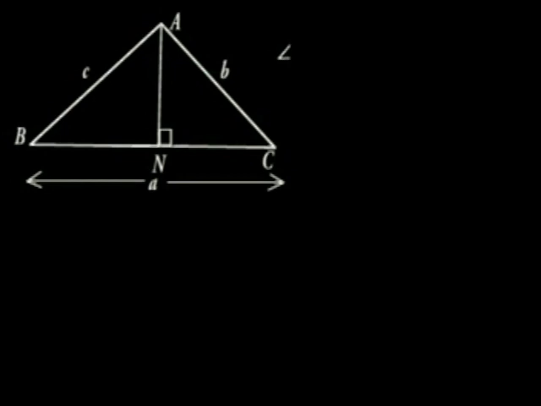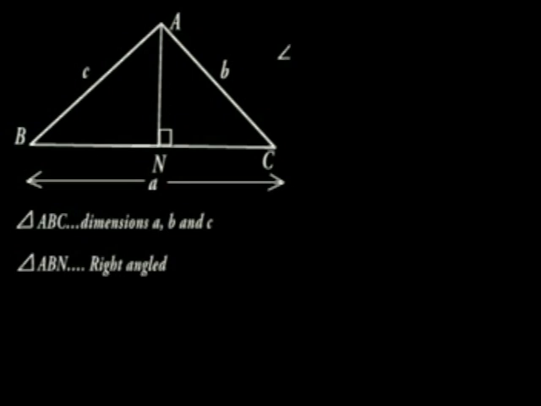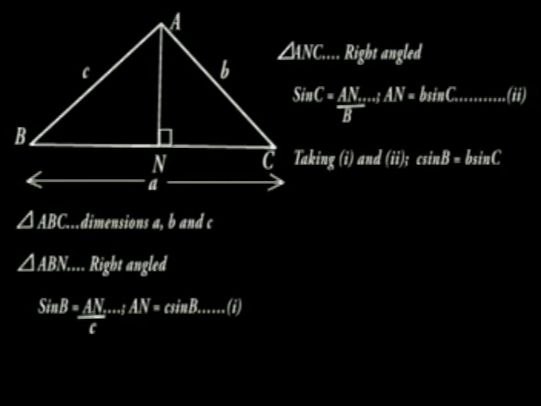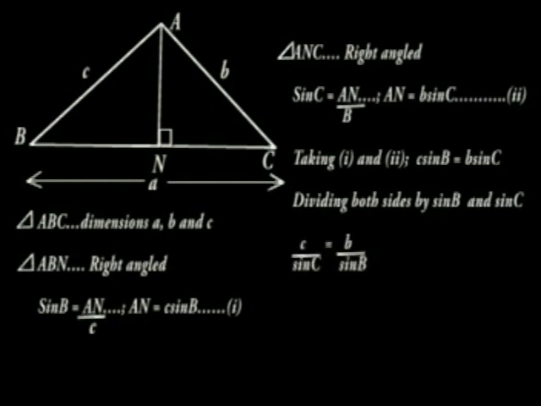Now, ABN is a right-angled triangle. Sin B is equal to AN over c, meaning AN is equal to c sin B. Equation 1. ANC is also a right-angled triangle. Sin C is equal to AN over b, meaning that AN is equal to b sin C. Equation 2. From equations 1 and 2, b sin C is equal to c sin B.